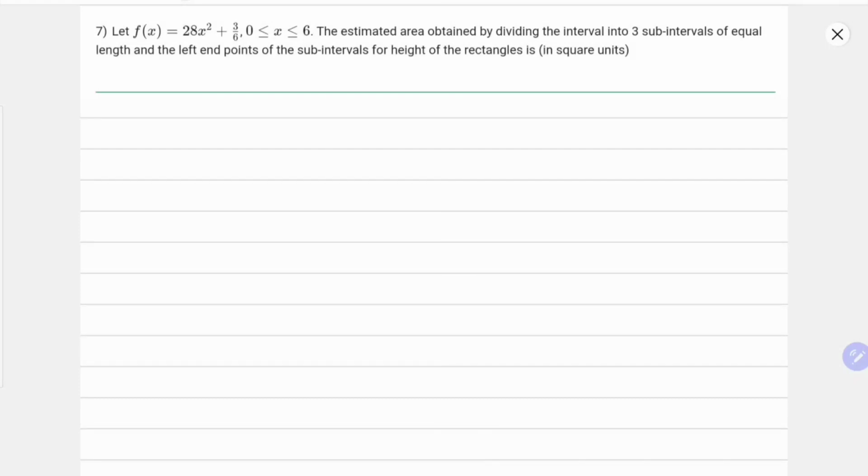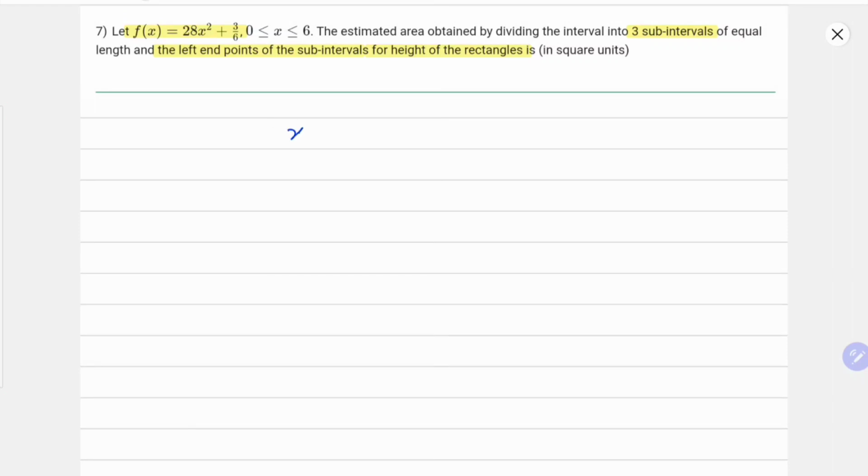In the seventh question, we are given a function f(x) = (28x² + 3)/6, where x lies between 0 to 6. The estimated area obtained by dividing the interval into three subintervals of equal length and left end points of the subintervals for height of rectangle is. So we have to find the estimated area.